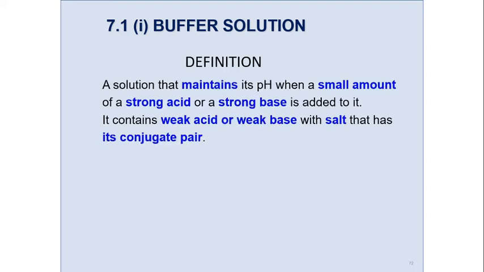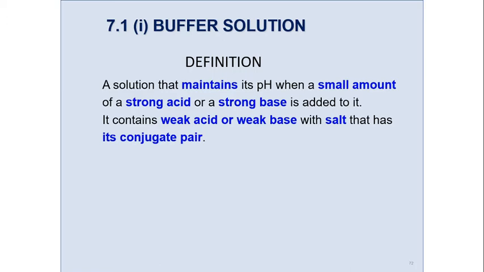Buffer solution. Definition: a solution that maintains its pH when a small amount of strong acid or strong base is added to it. It contains a weak acid or weak base with a salt that has its conjugate pair. For example, if a buffer solution contains a weak acid, the solution must also contain a salt that has the conjugate base for the weak acid.